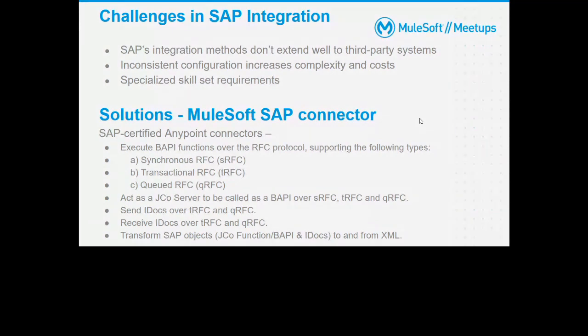This is an SAP certified Java connector that leverages the JCo libraries. Now, what is JCo? It's basically the Java connector, abbreviated as JCo. SAP provided this library, and using these libraries, any Java application can integrate with SAP. This connector provides a variety of options like synchronous, asynchronous, transactional, and queue-based IDOC and BAPI interaction.